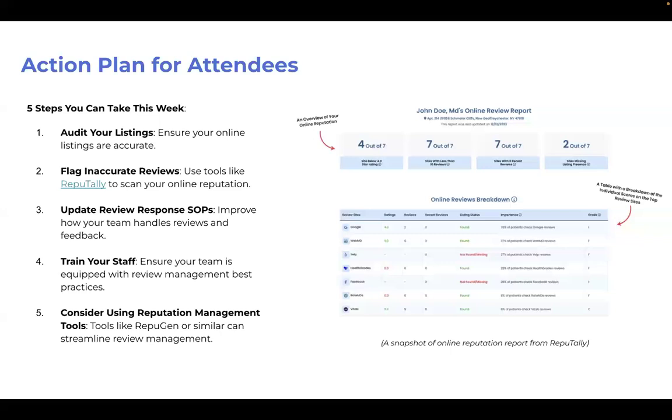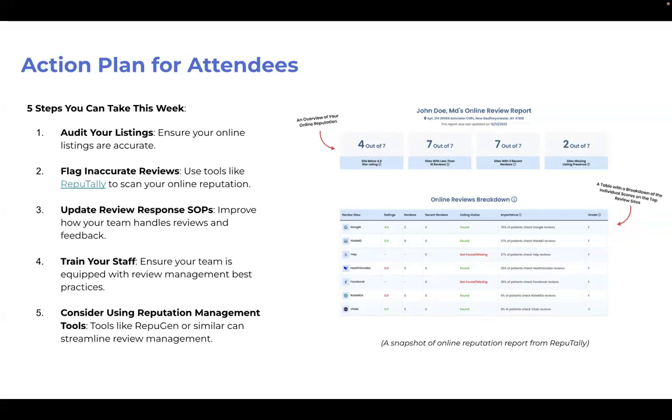Then again, you'll want to flag any inaccurate reviews. So you can use a tool like our tool here at Repugen called RepuTally or anything else out there to just scan your online reputation and identify any inaccurate or harmful reviews. These tools can help you spot problems early and address them before they escalate. Here's an example of RepuTally on the right-hand side, which just gives you an overview of your online reputation, and then highlights areas where you might need to improve, on the right-hand side as well.